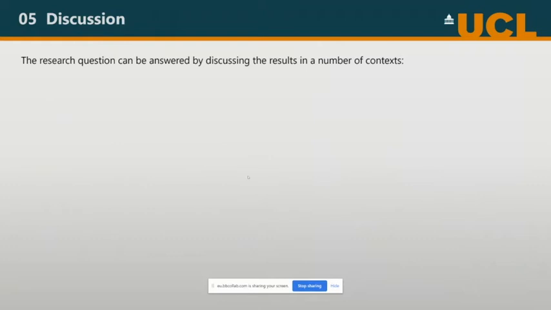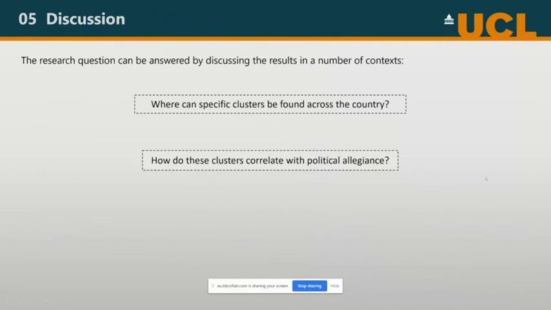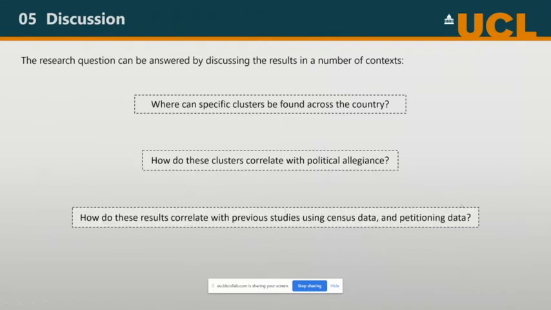So for this research, the research question itself can be answered by discussing the results in a number of different contexts. The first is, where can specific clusters be found across the country? The next, how do clusters correlate with political allegiance? And again, how do these results correlate with previous studies using census data and previous petitioning data?